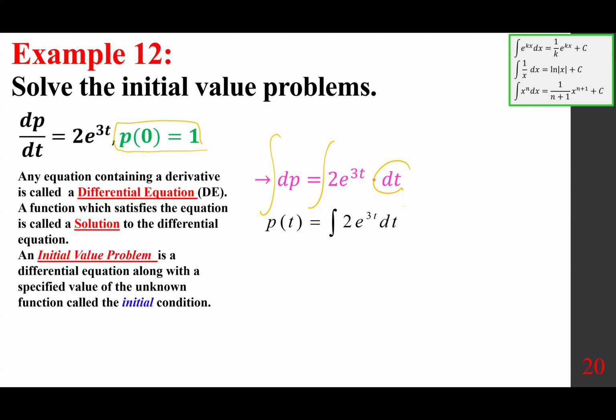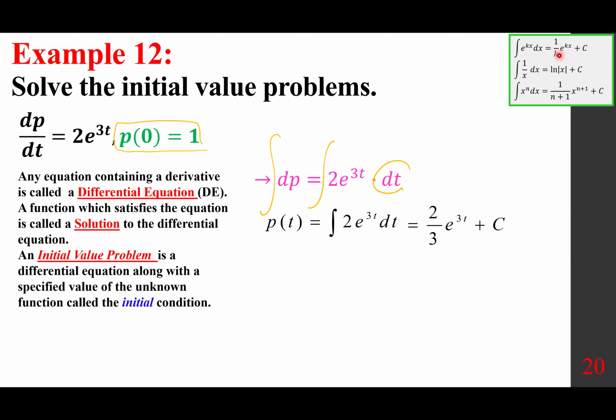And this one we know how to integrate. Remember, e to the power of 3t. The derivative you multiply by 3, the integral you divide by 3. So you get 2/3 e to the power of 3t plus a constant. I'm looking at this one, class. When it's e to the power of kx, differentiation you multiply by k, integration you divide by k.